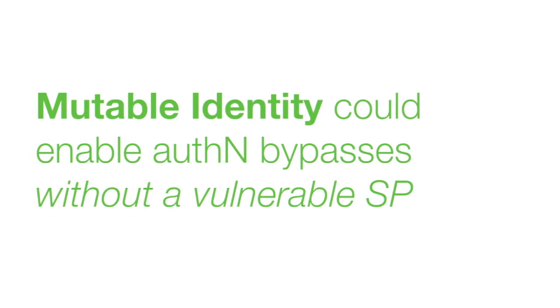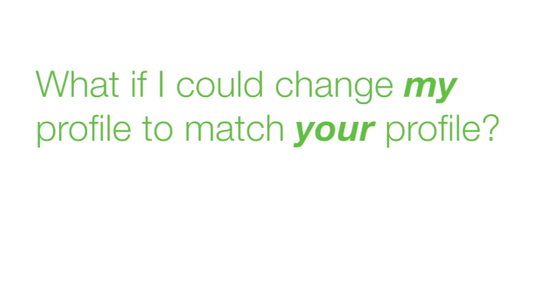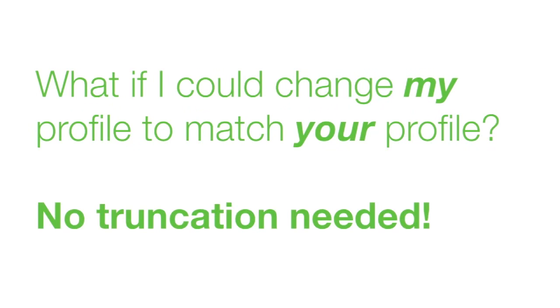Just as I demonstrated, mutable identity is a great pairing with a service provider that's vulnerable to the comment truncation bug. But in some cases, mutable identity could just be a vulnerability on its own. What if I could just edit my identity to become someone else? If my IDP was configured in this way, an attacker may not even need a comment truncation vulnerability. They may just be able to indirectly choose their name ID.